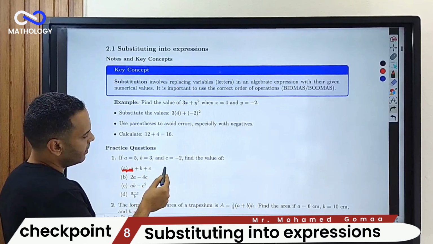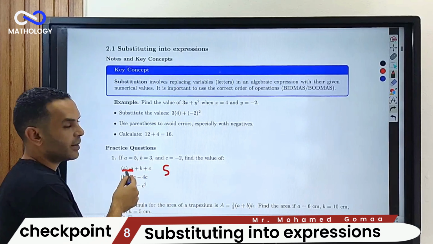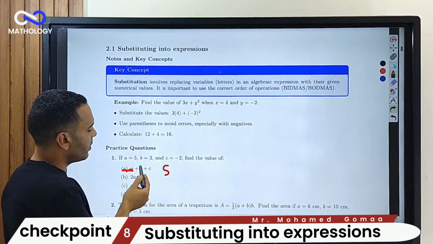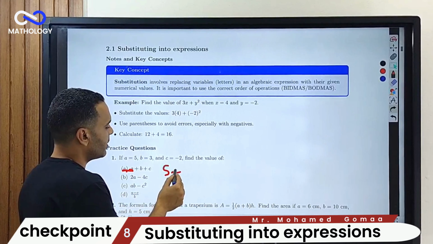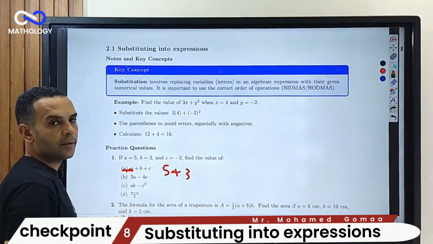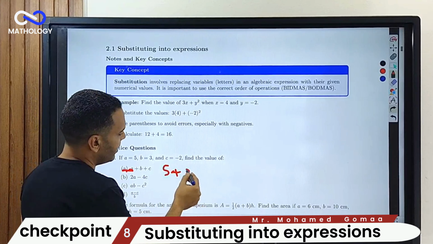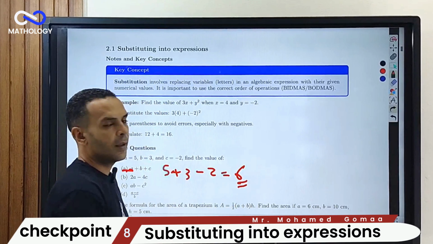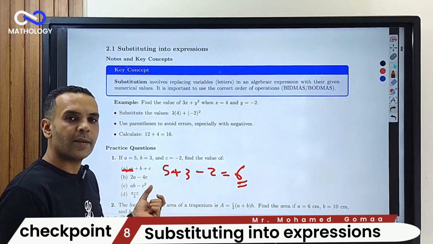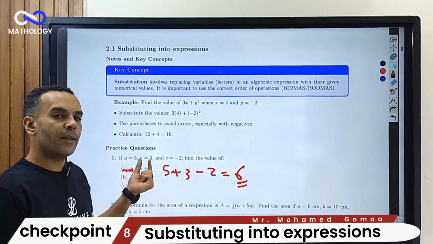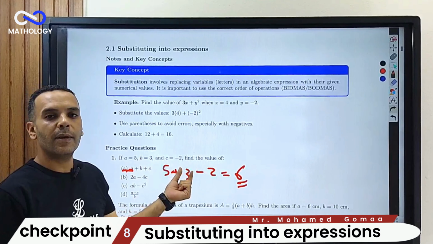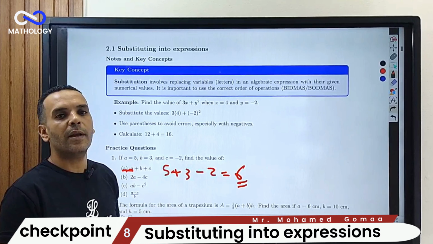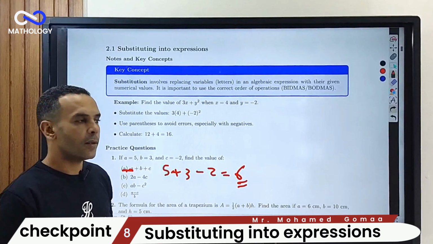A equals 5. Replace a with 5. Substitute 5 for a, and substitute 3 for b. It will be plus 3. And substitute -2 for c. It will be 5 plus 3, 8, minus 2 equals 6. This is the value of the algebraic expression when a equals 5 and b equals 3 and c equals -2. You can find the numerical value of the algebraic expressions if you know the values of the letters.